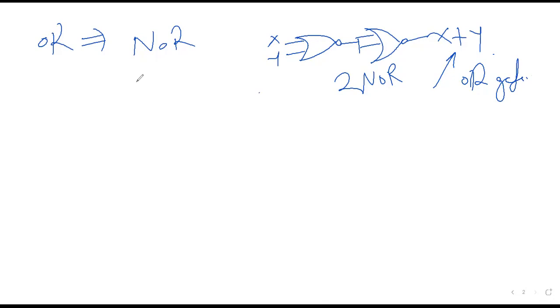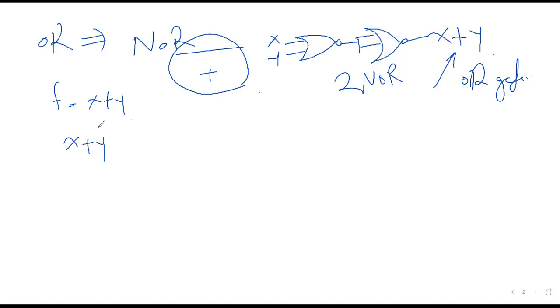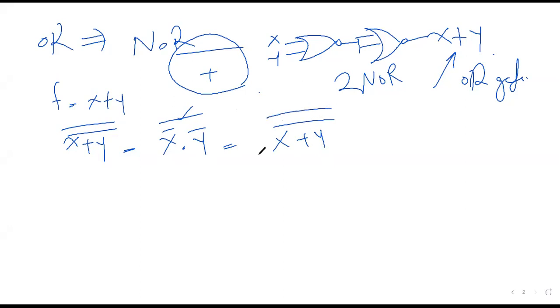How do we get there? We had the output F, the function F is X plus Y. We need to go to a point where we have the plus and the NOT, the OR and the NOT. And this represents a NOR. How do we go there? Let me start with X plus Y. If I put two bars here, I can get X bar, Y bar, bar. If I simplify everything below this bar, I can get X plus Y, bar, bar.